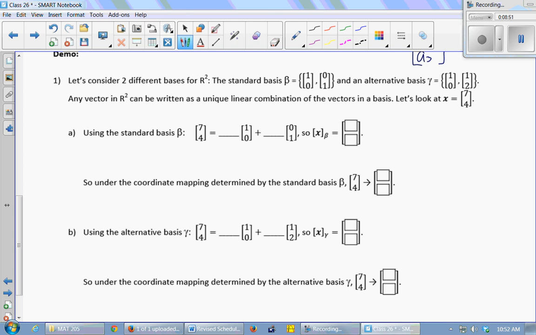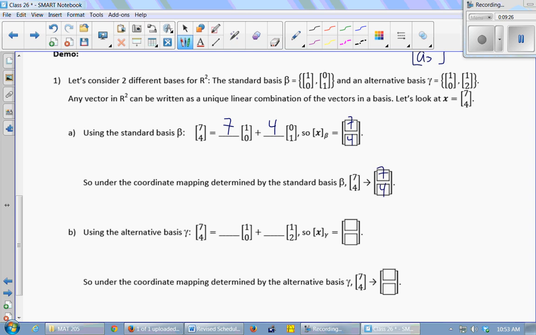So let's look at a vector (7, 4), a random vector in R2. If I use the standard basis, then to build (7, 4) from the basis vectors, I would have to multiply (1, 0) by 7 and (0, 1) by 4. So my coordinates of x are (7, 4). Those are the weights that I put on the basis to build the vector. Under the coordinate mapping determined by the standard basis, (7, 4) goes to (7, 4).